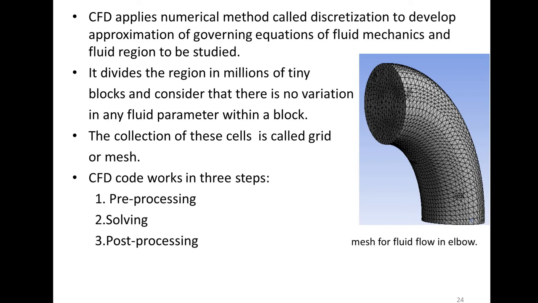We divide the region of our interest into millions of tiny blocks, and we consider that there is no variation in the fluid parameter within the block. The collection of these cells is called a grid.